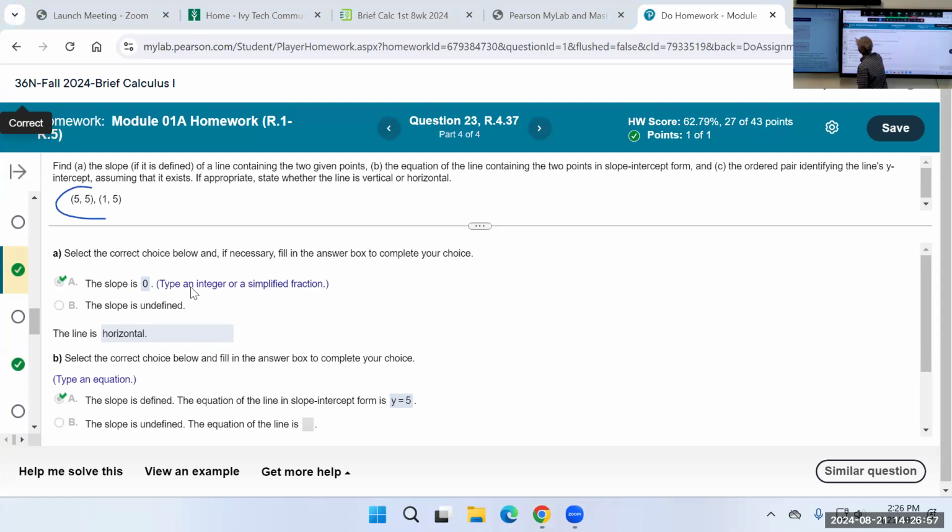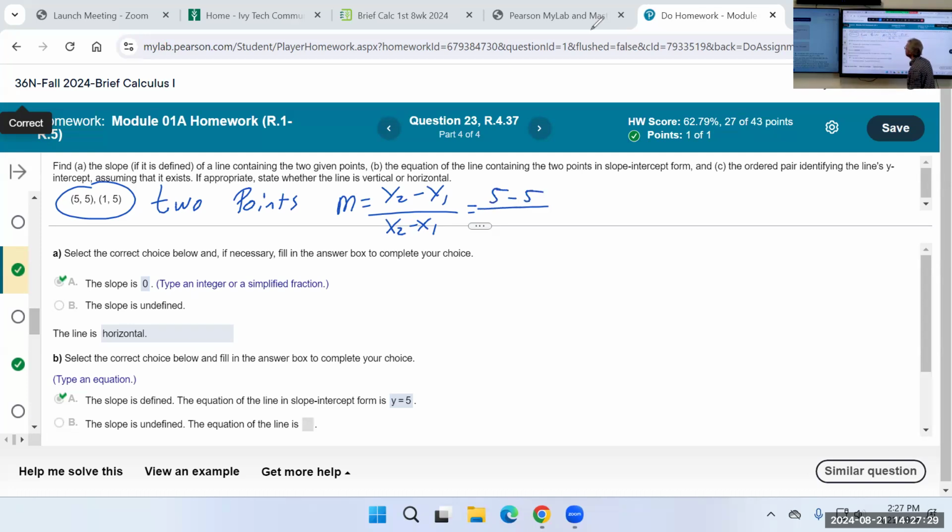Okay, so we were given 2 points. And they roughly said find the line. But how do you find the line from 2 points? Usually what we do is we find the slope and then the y-intercept. That's usually our method of attack. So y2 minus y1 over x2 minus x1 is the slope. So 5 minus 5 over 1 minus 5 is 0 over negative 4, which is 0. So the slope is 0.